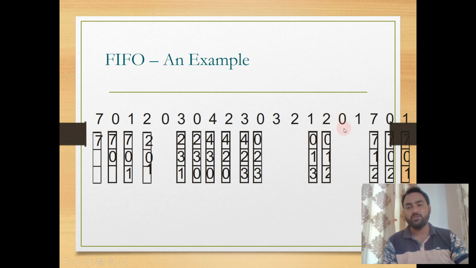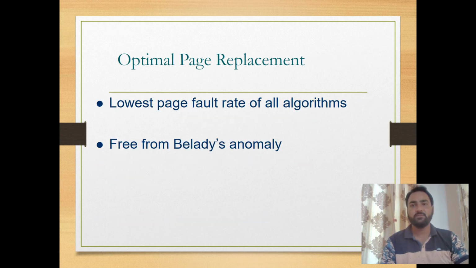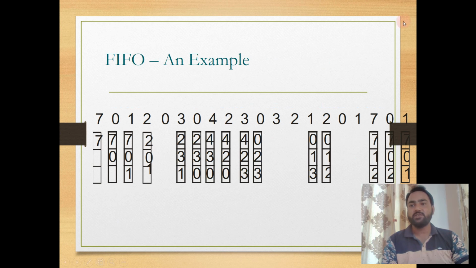Then comes 0 which is already available. Then comes 1 which is also available in the frame set. Then comes page number 7. This page number 7 will replace the page number 0 as page number 0 arrived at the earlier stage than page number 1 and 2. Then comes page 0. This will replace page number 1, and then comes page number 1, it will replace page number 2, and the final frame set will be having page number 7, 0 and 1.